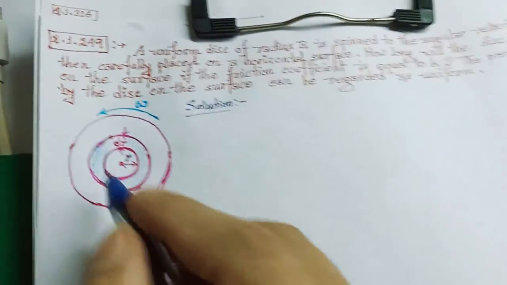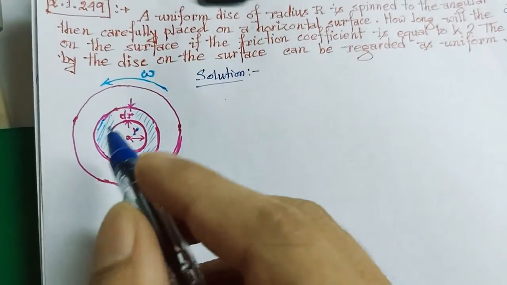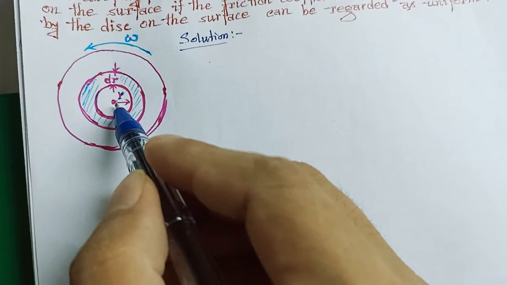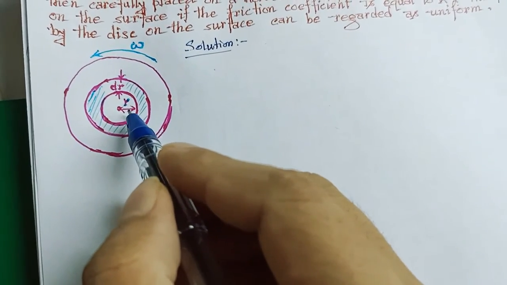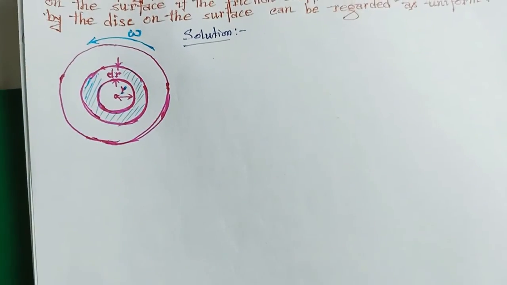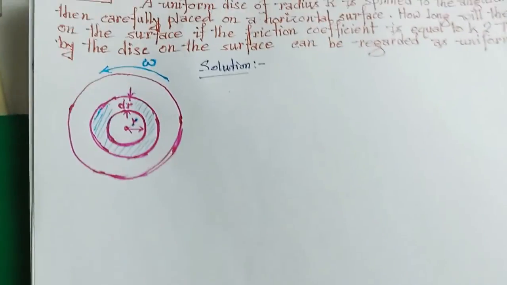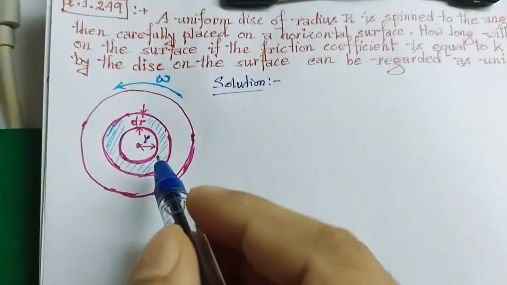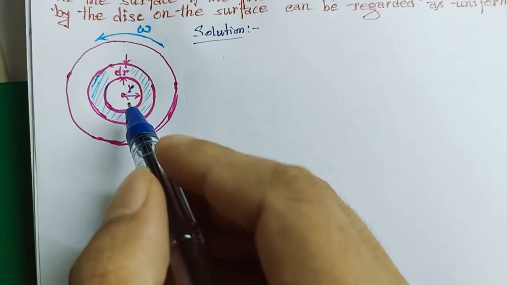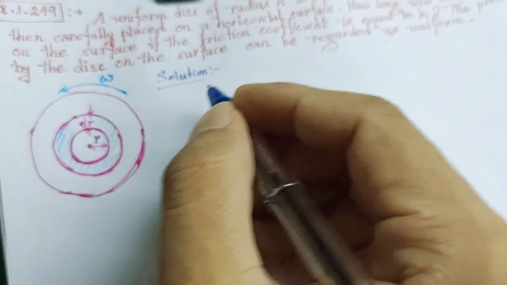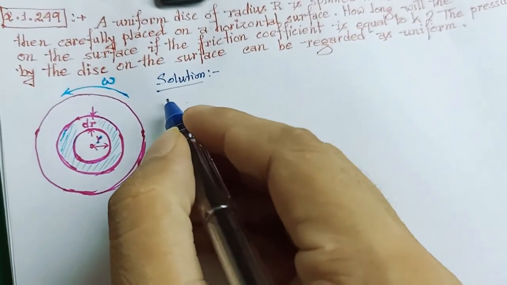So this is the diagram of the corresponding figure. Here this is a disk, a uniform solid disk, and we can take a small cylindrical ring area at a distance r from the center of the disk and of thickness dr. Now we can solve this question through a number of steps.